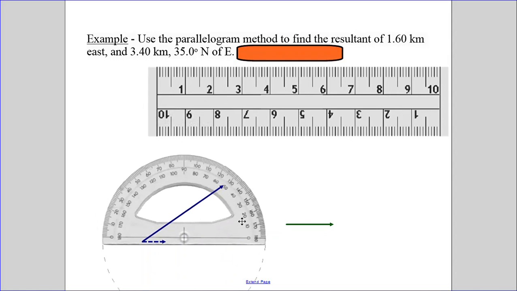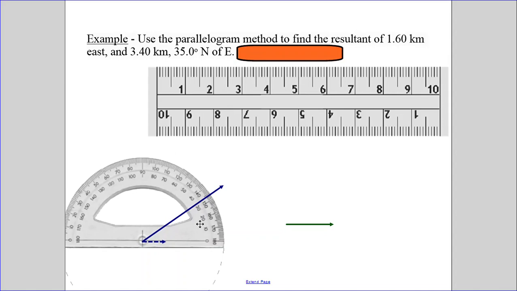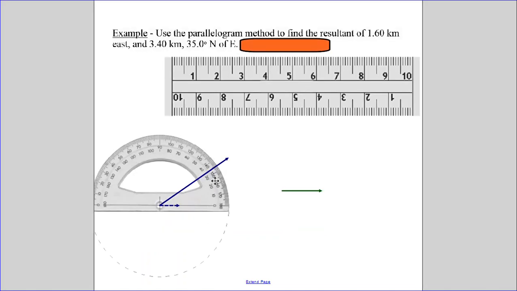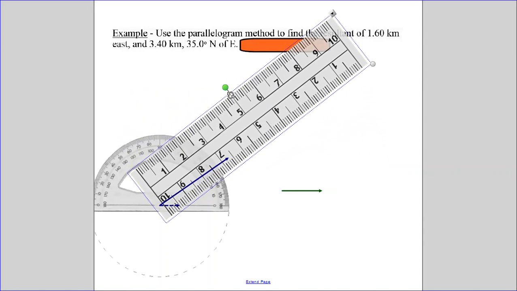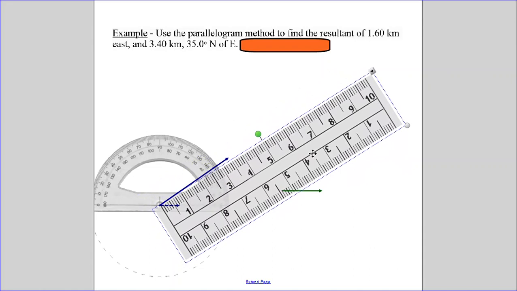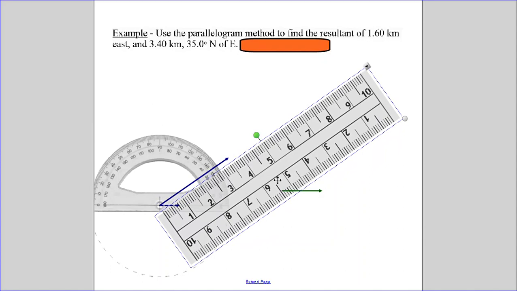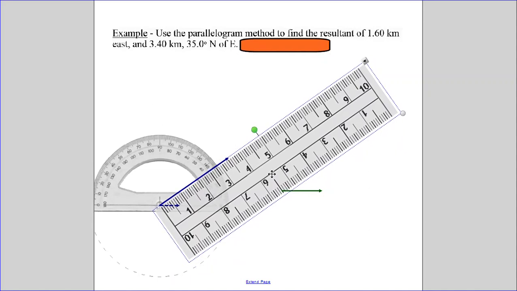So I took my protractor, I put my crosshairs right at the origin point, and then I measured out what 35 degrees would look like right there. After that, once I knew where 35 degrees were, I had to make sure that I measured that line coming off here and try to measure it out to be 3.4 kilometers. So I got it as close as I could to match that up to be 3.4 kilometers long.